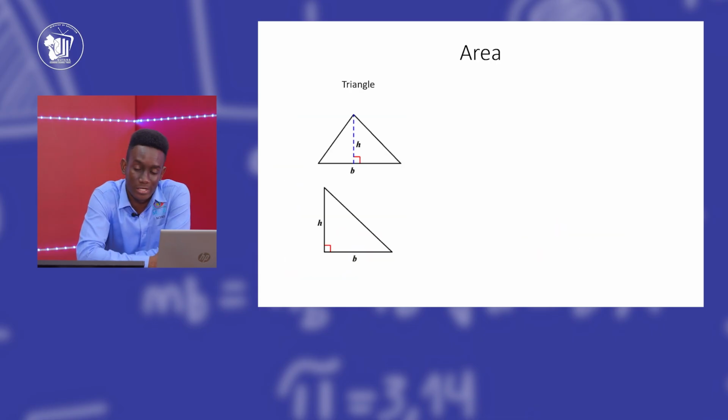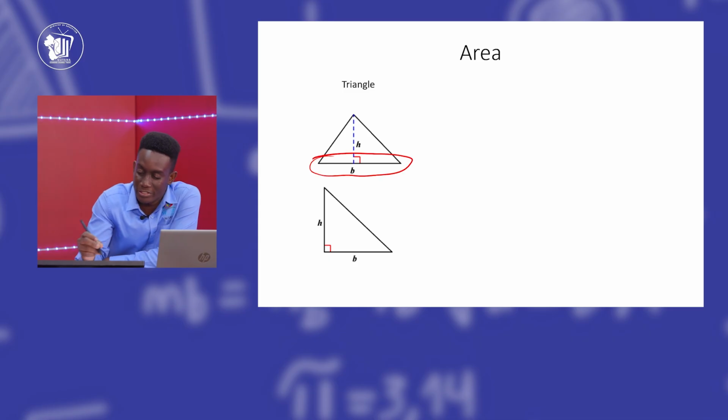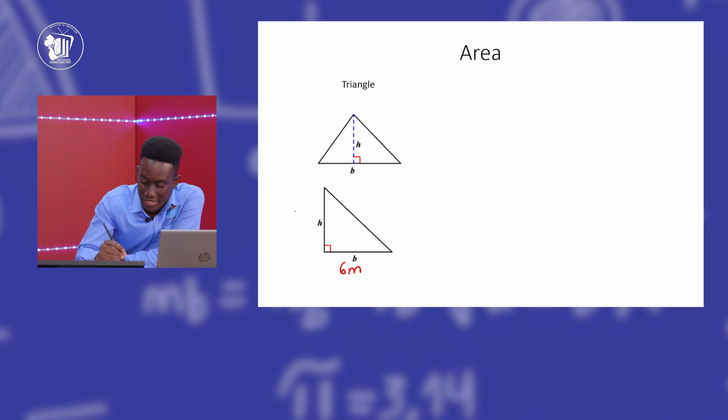The next shape is the triangle. So the major parts that we need to find the area of a triangle would be the base and the height. So the base is the bottom piece of the triangle, and the height will always be the perpendicular height. It cannot be the slanted height. It has to be the perpendicular height. So let's say we're given a base as 6 meters, and we're given a height as 5 meters. When you're asked to calculate the area of this triangle.